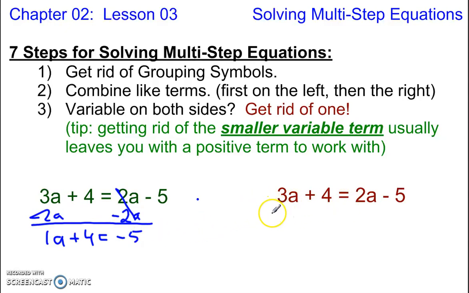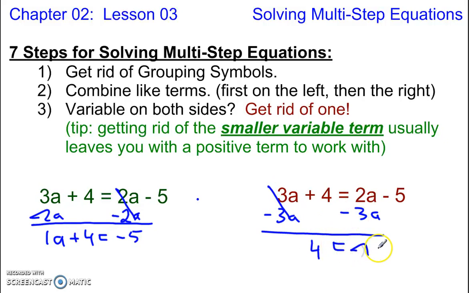On this, I'll show you the other example. If I get rid of the 3a, subtract 3a here, we'll get 4 is equal to negative 1a minus 5.